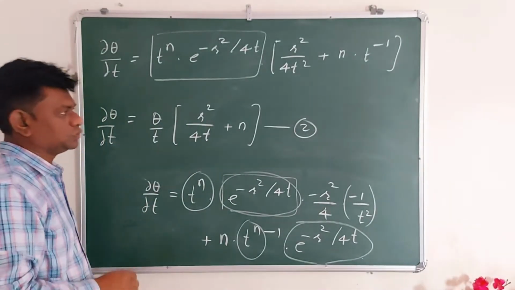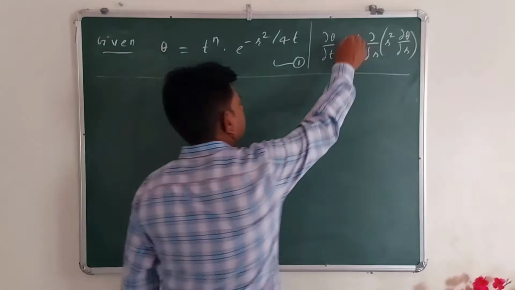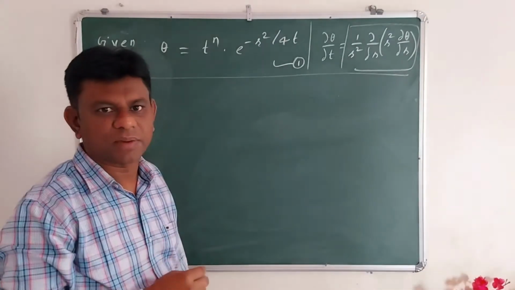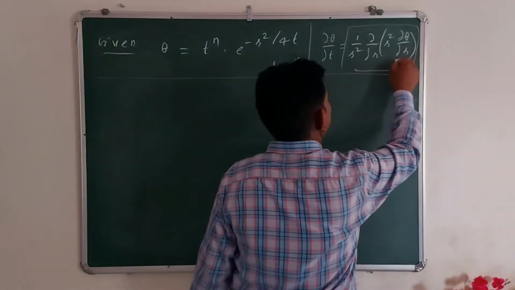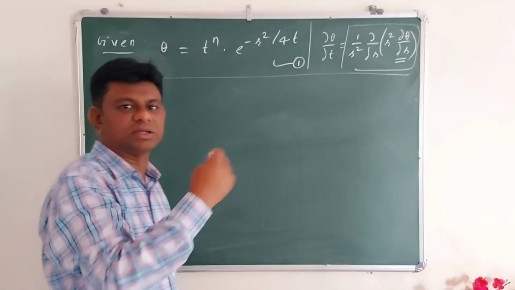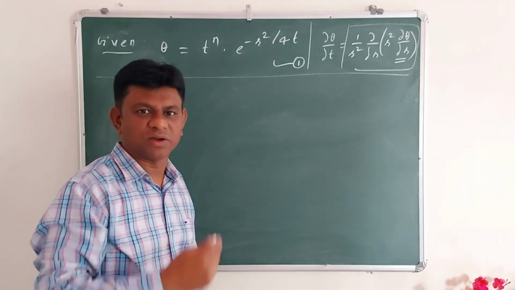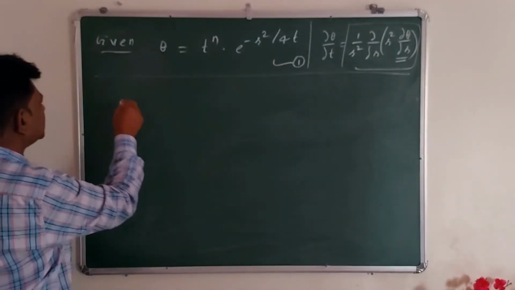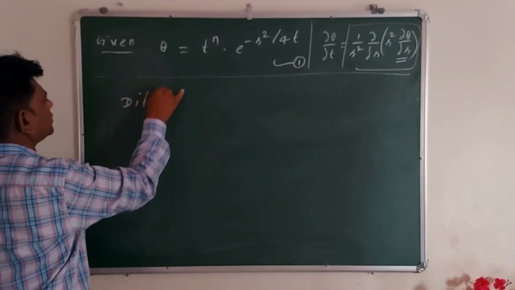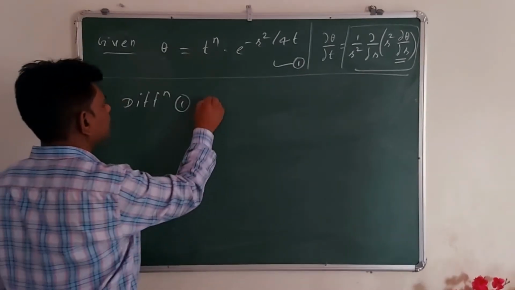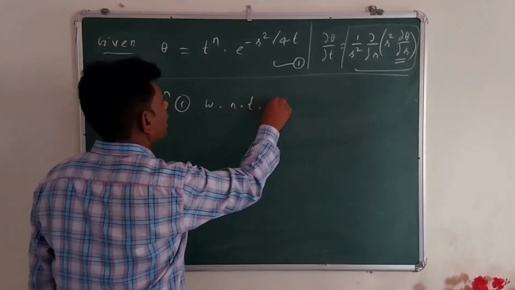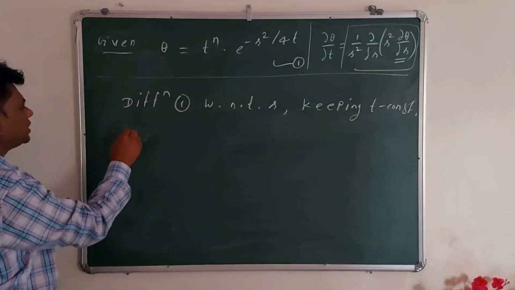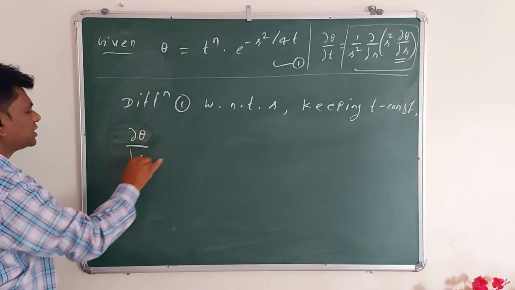Now it is denoted by equation 2. Now we find the right hand side, 1 upon r square del by del r of r square del theta by del r. So first we calculate del theta by del r, which means the derivative of theta with respect to r keeping t constant. Again differentiating the given part with respect to r keeping t constant, the derivative of theta with respect to r is del theta by del r.